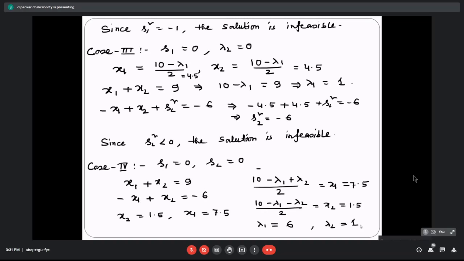So you have to write down those things, that since this solution does not violate any one of the conditions, therefore the point 7.5, 1.5 gives the maximum of the objective function f of x1, x2. Okay? What you need to write down?